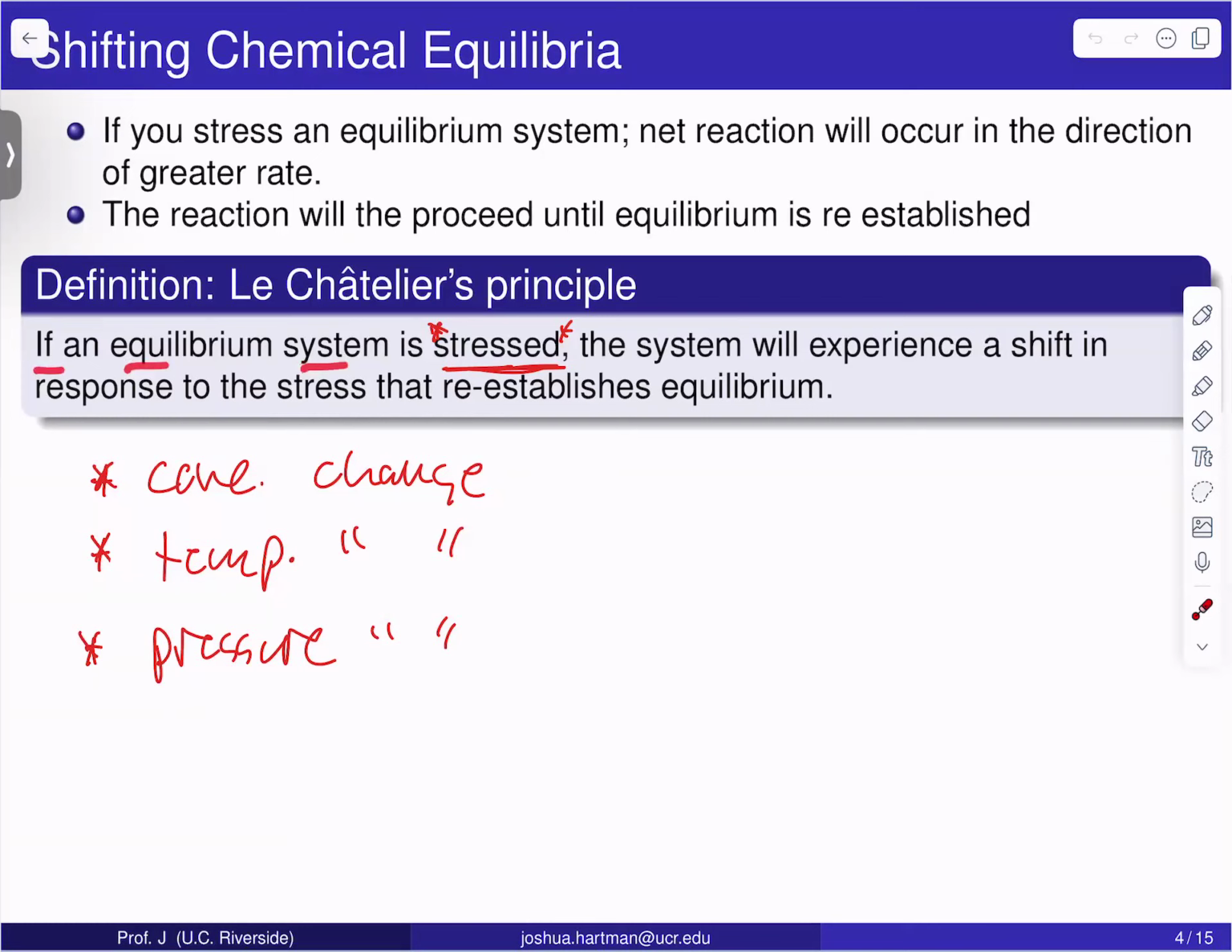If an equilibrium system is stressed, and by stressed, I mean you could change the concentration, temperature, or the partial pressure of one of the gases, as we'll see in a later slide. If you change the equilibrium system in any of these ways, put any of these stressors on it, the system will experience a shift in response to the stress that reestablishes the equilibrium.